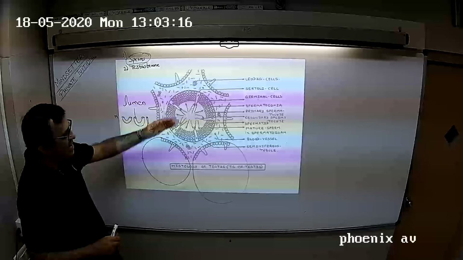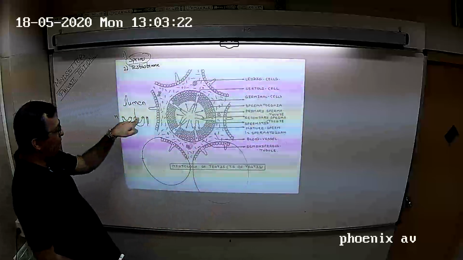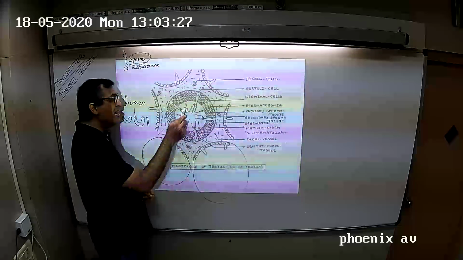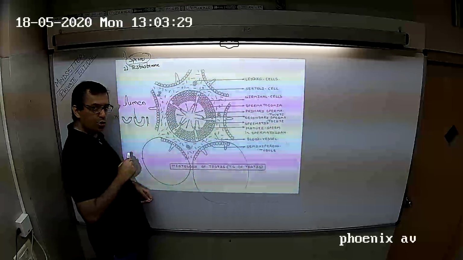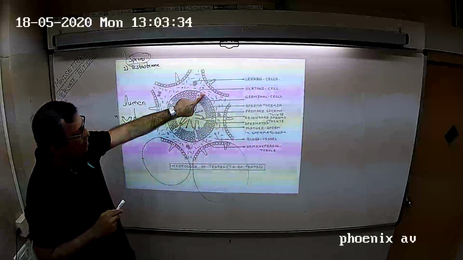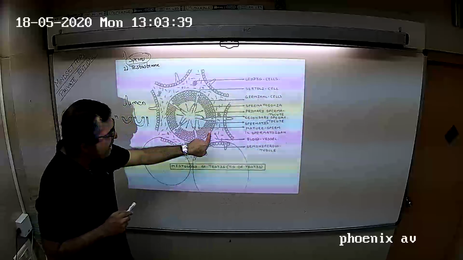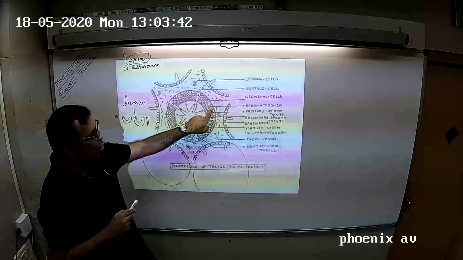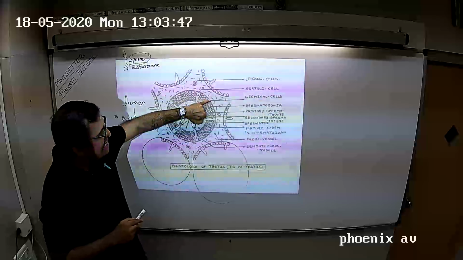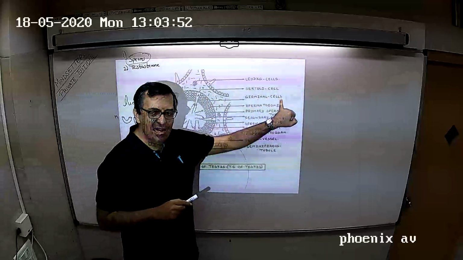Alright, so we now have a transverse section (TS) of the testis. What we are seeing inside is the lumen of a seminiferous tubule. What does a TS show? Each seminiferous tubule is lined by a layer of cells which are called germinal cells. So we have this entire layer of cells which are called germinal cells.